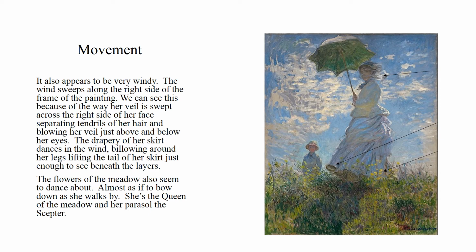The drapery of her skirt dances in the wind, billowing around her legs, lifting the tail of her skirt just enough to see beneath the layers. The flowers of the meadow also seem to dance about, almost as if to bow down as she walks by. She's the queen of the meadow, and her parasol, the scepter.